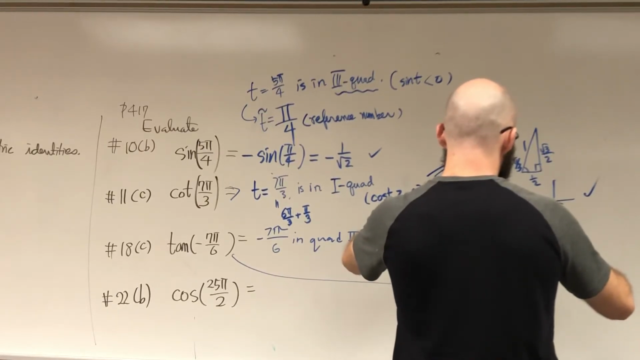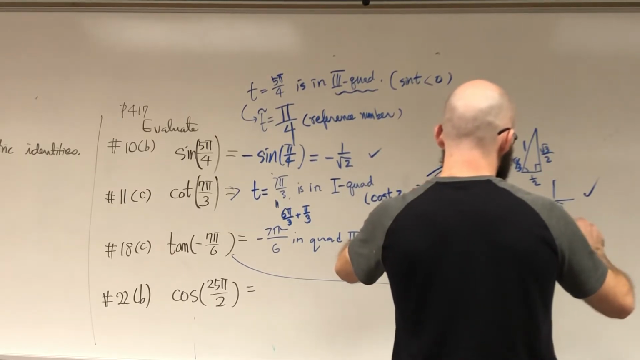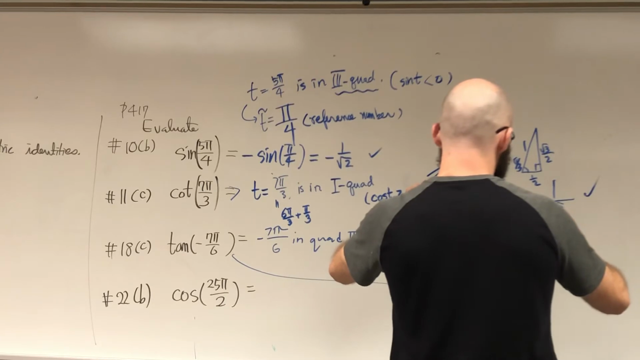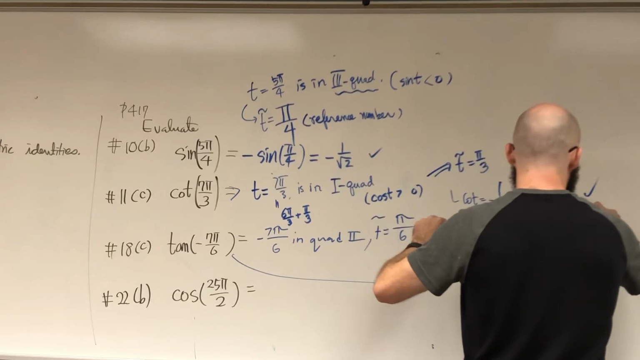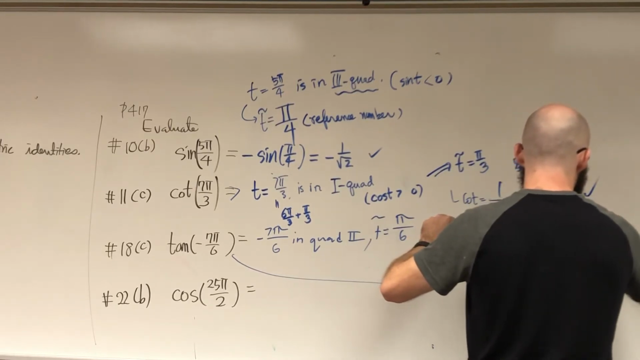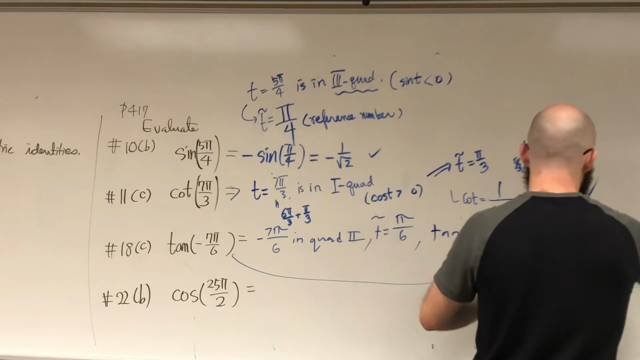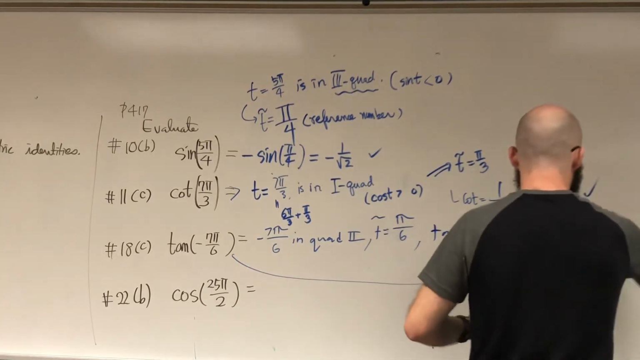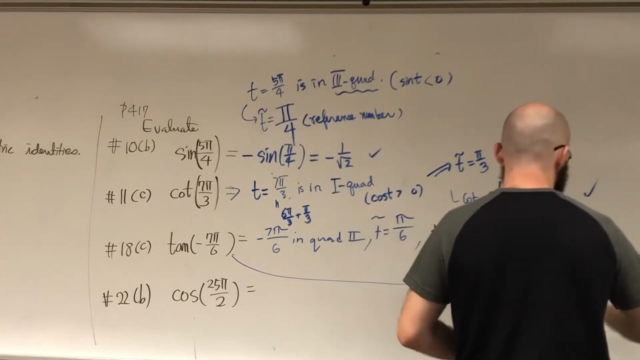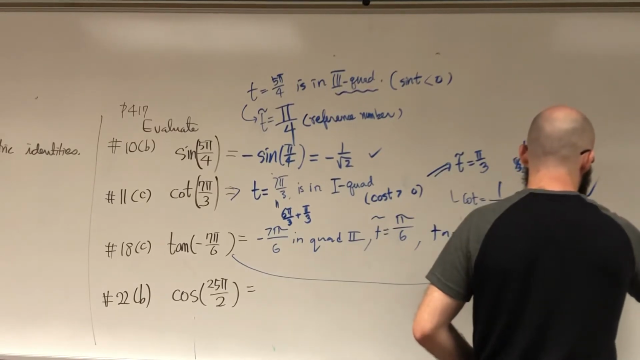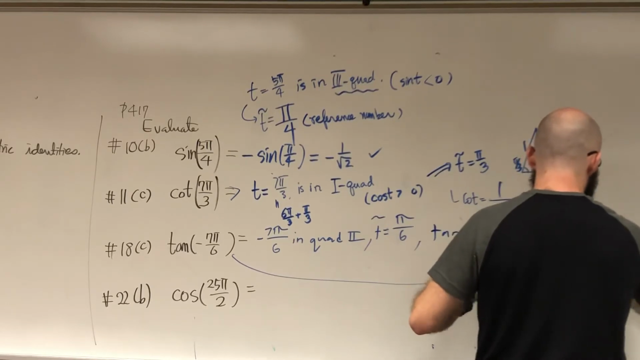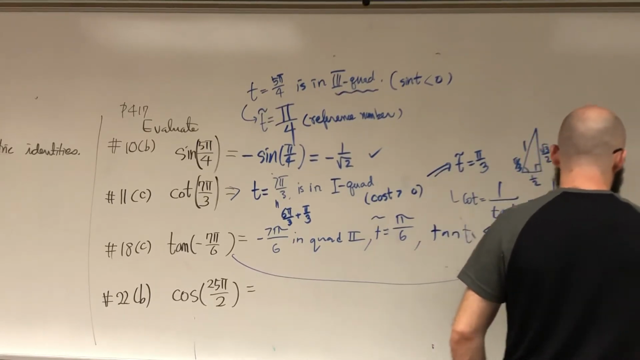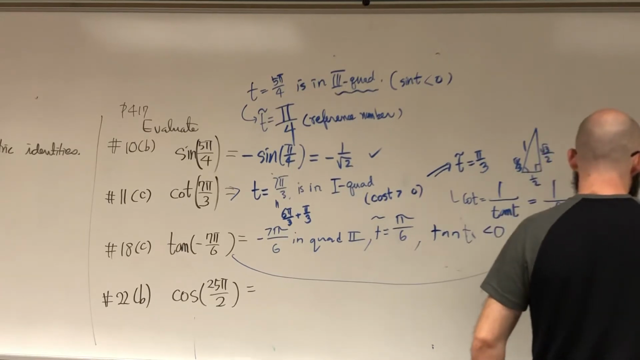Which one is longer, the adjacent or the opposite? So it'd be the root 3 over 2. Wait, which one is longer, adjacent or opposite? Opposite. Yes. Okay, so it's over root 3 over 2. You have to flip it, right?